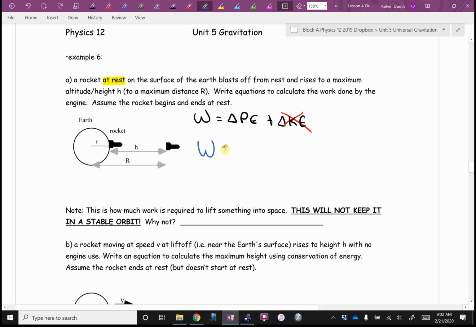This would end up becoming negative big G, big M, little m over R final minus negative big G, big M, little m over R initial. You would need to read the question carefully to see when they gave you R final, did they give it to you as an altitude at the radius of the planet? Or did they give it to you from the center of the planet?